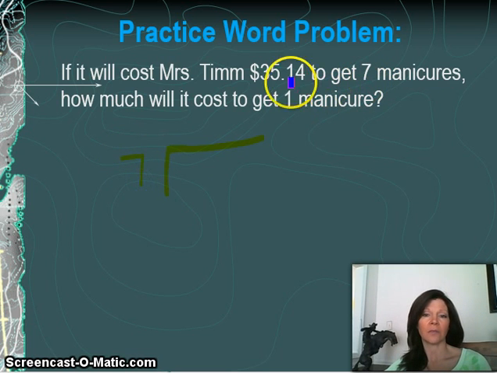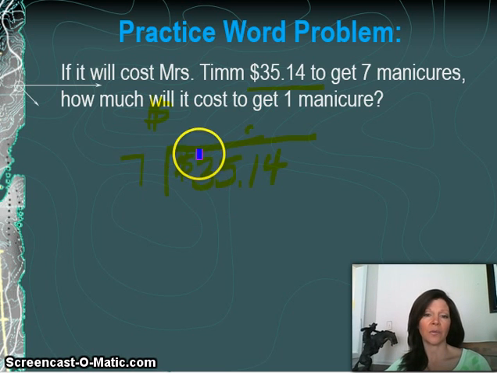7 manicures. It's going to cost her $35.14 to get 7 of them. So we have to set up this division problem. So inside your dividing house is $35.14. We're going to divide that by 7. Two things, when you divide by money, there's 2 things to bring up. The very first thing is your decimal, and the second thing is the dollar sign, because you always want to label.